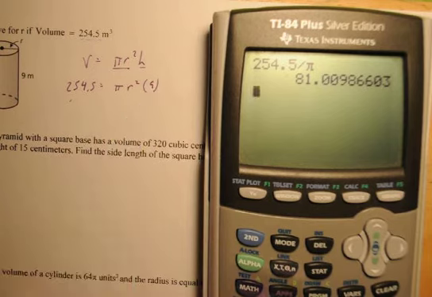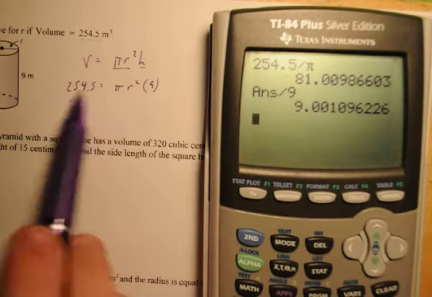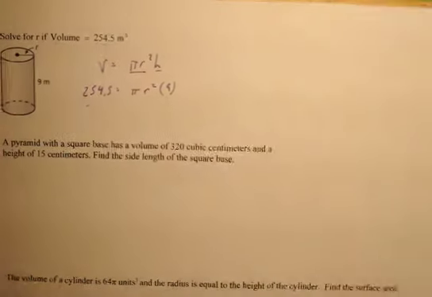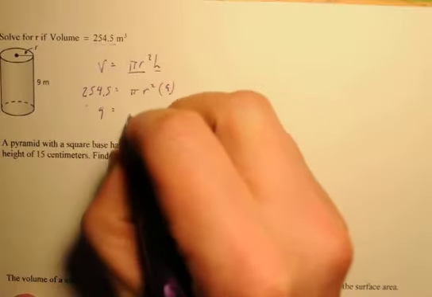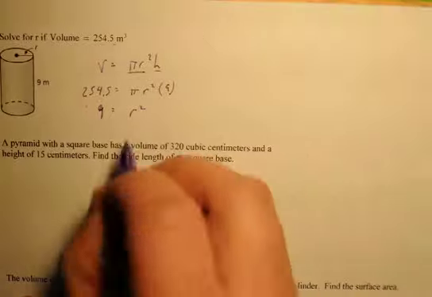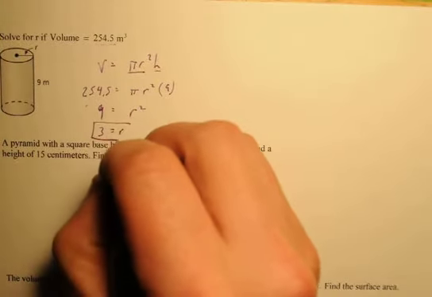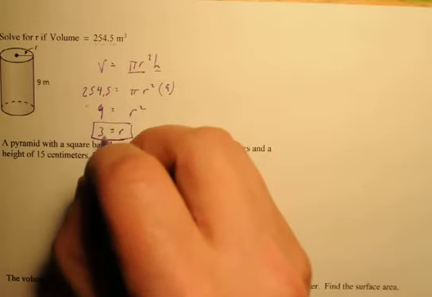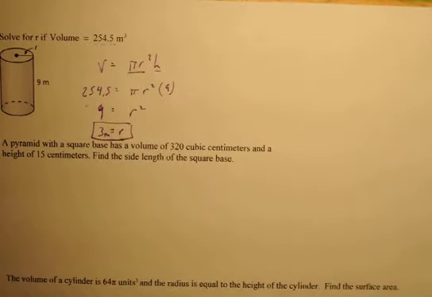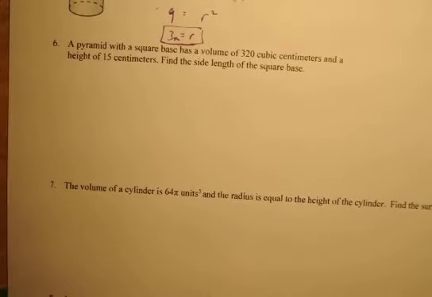I'm going to divide the 9. Alright, so I divide the pi and divide the 9 and I get 9. So 9 is equal to r squared. That makes it easy. Square root of 9 is 3 meters. That would be 3 meters when we finish that problem. So that was not a hard problem.